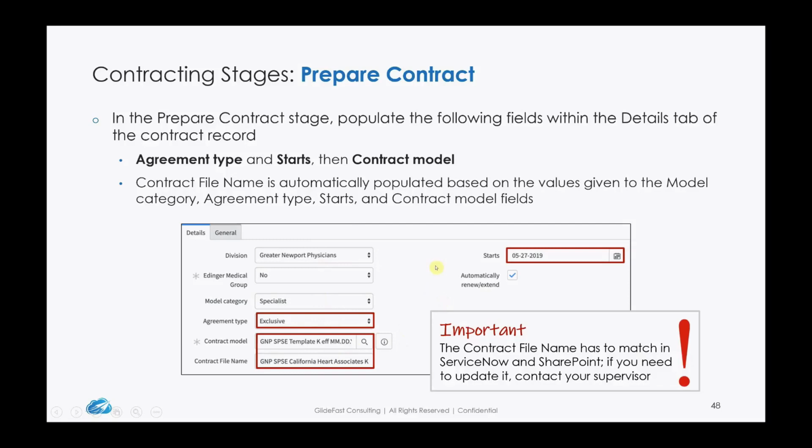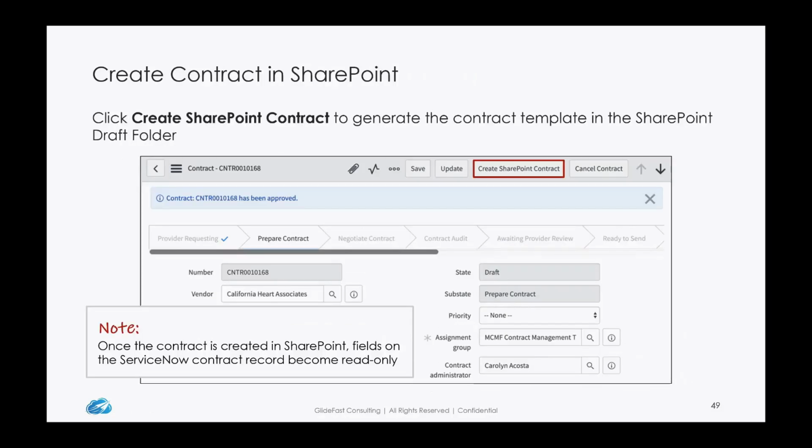Here's an important little feature though. The contract file name must match in ServiceNow and SharePoint. If you need to update that contract file name, contact your supervisor because they will need to get that change made, because those file names must match.